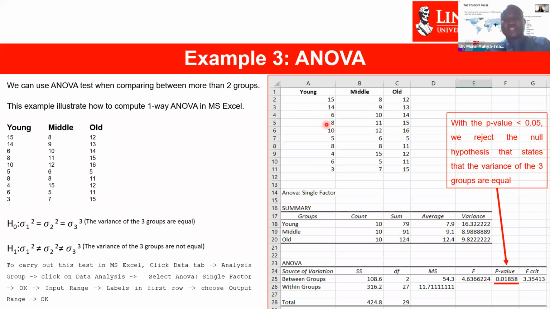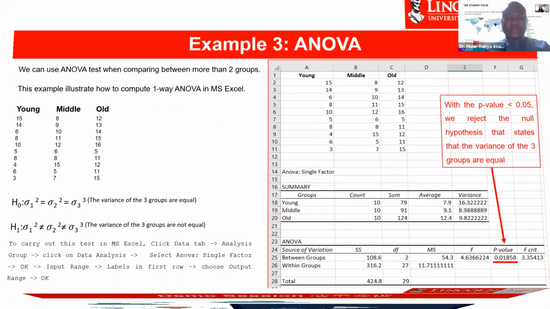So here you have this data. After you run your test, you check your p-value. Again, the p-value here is 0.01858, which is less than 0.05. So when the p-value is less than 0.05, we reject the null hypothesis that states that the variances of the three groups are equal. So how do you perform this? The same way you did in the previous example. Let's quickly look at that.